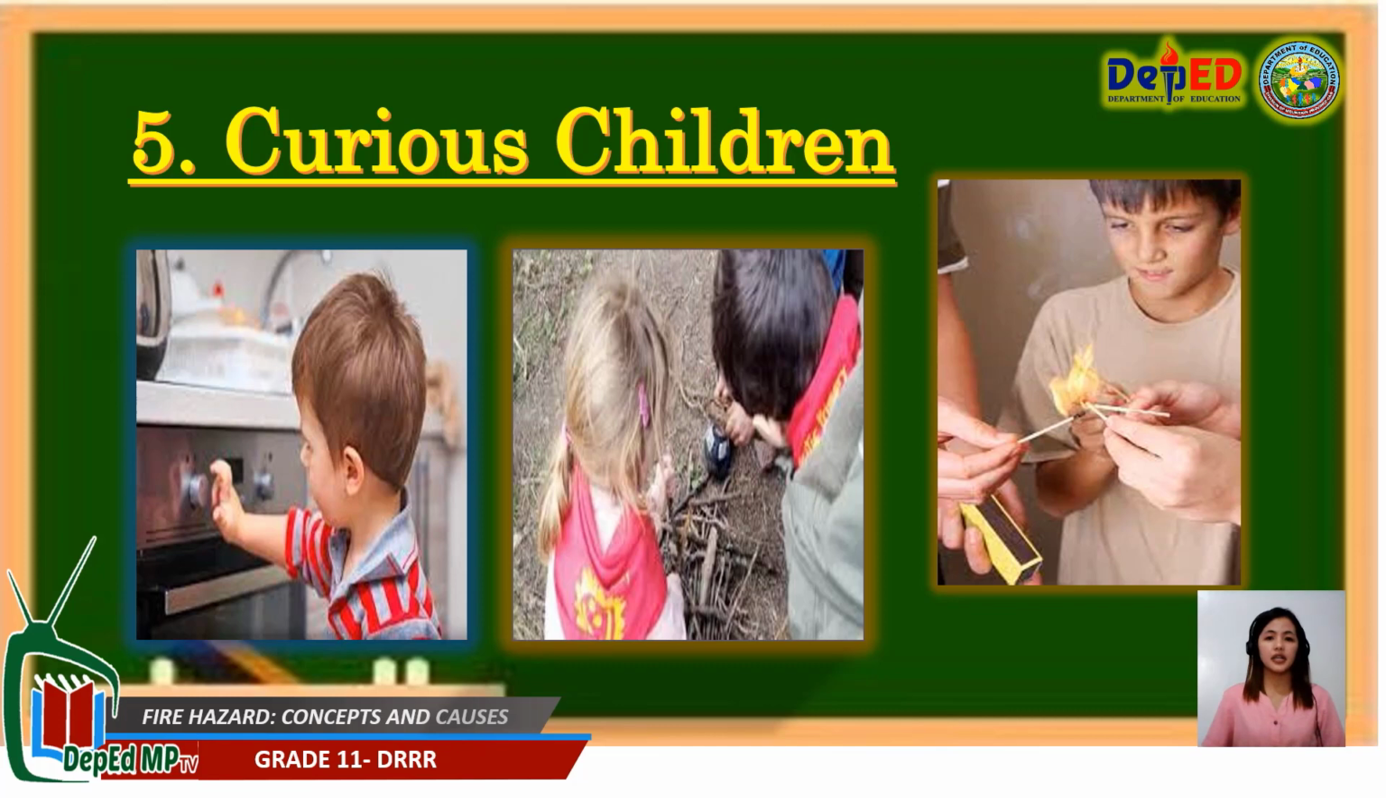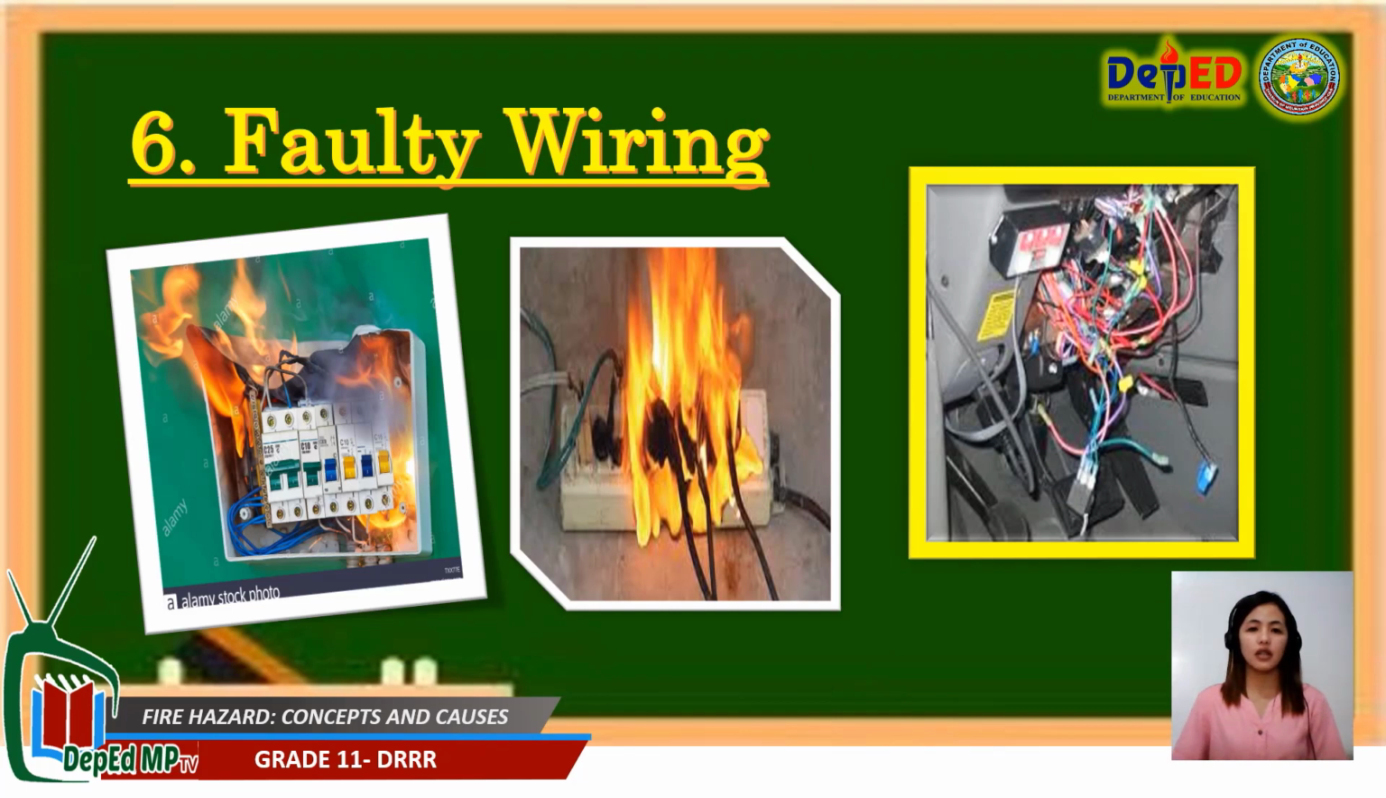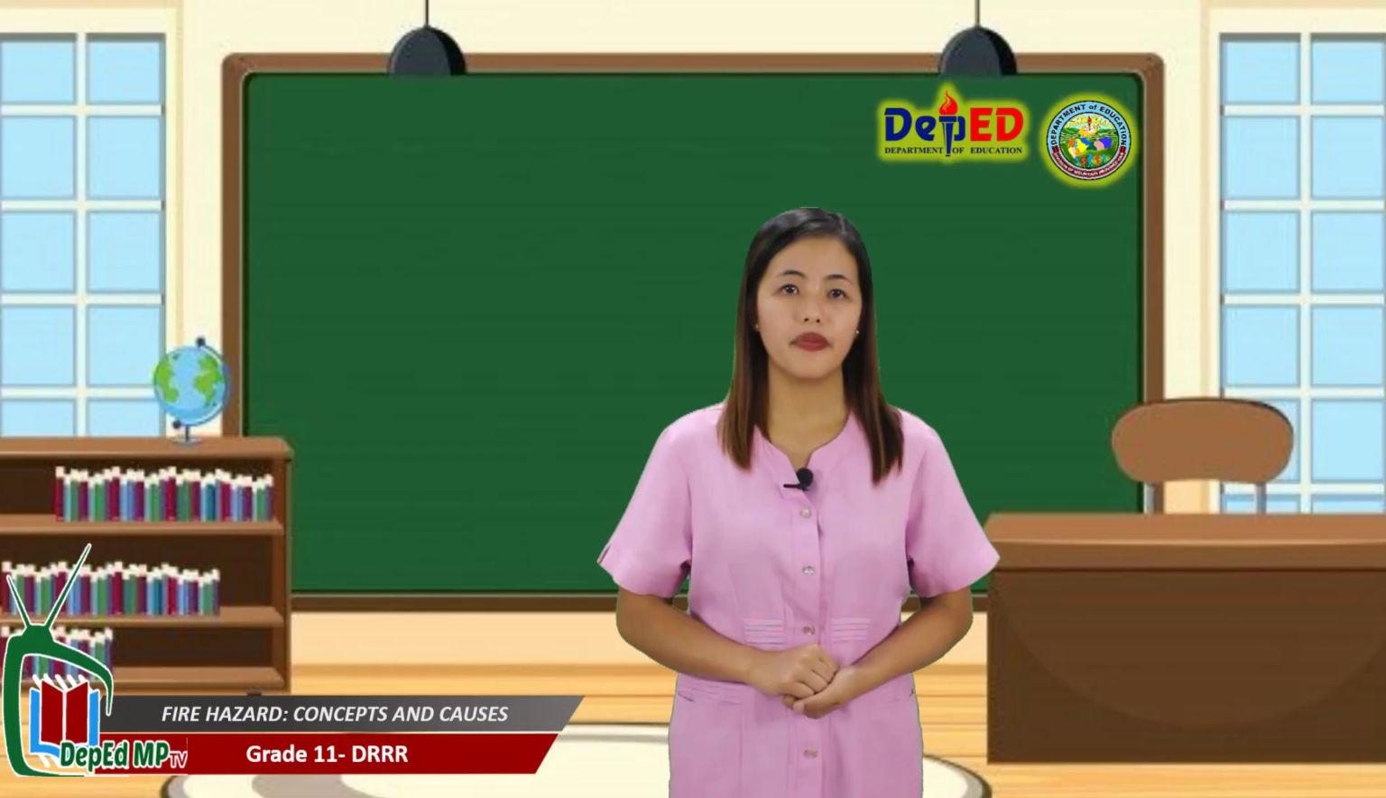Number 5. Curious children. Kids can sometimes cause fire out of curiosity, so they wanted to see what would happen if they set fire to an object. Number 6. Faulty wiring. Homes with insufficient wiring can cause fires from electrical hazard. Signs that you can observe if you have faulty wirings are: lights dim if you use another appliance. For an appliance to work, you have to disconnect another, and fuses blow or trip the circuit breaker frequently.